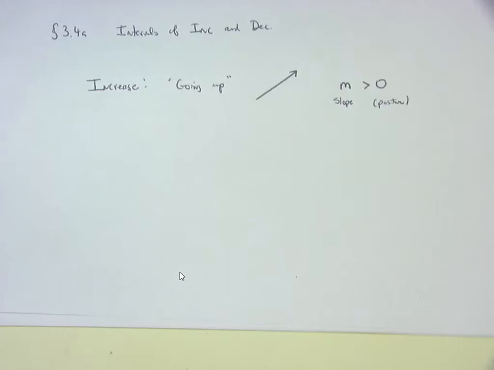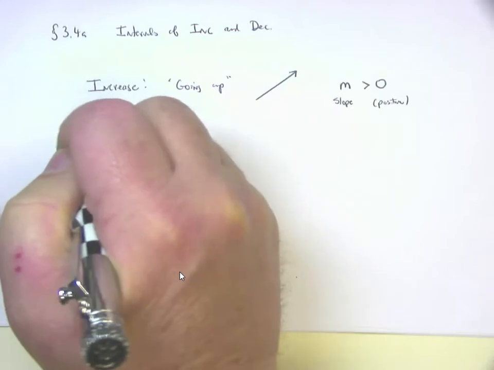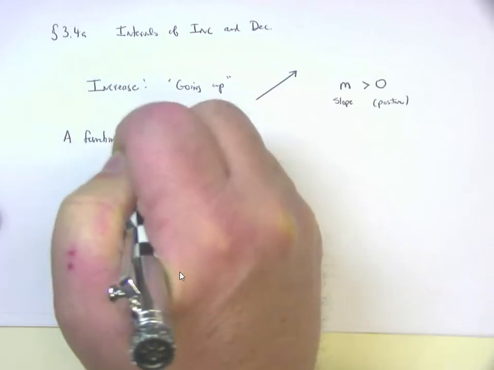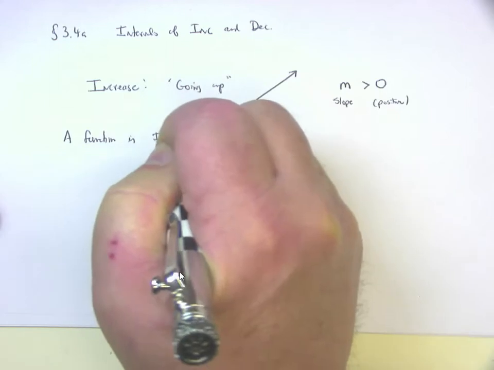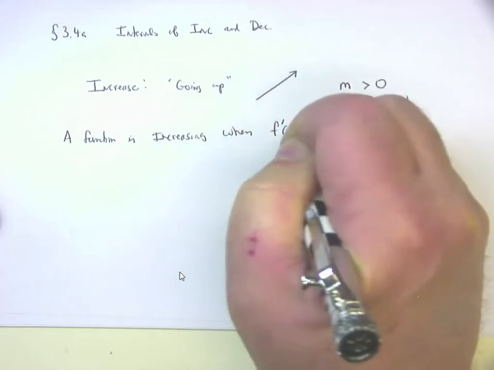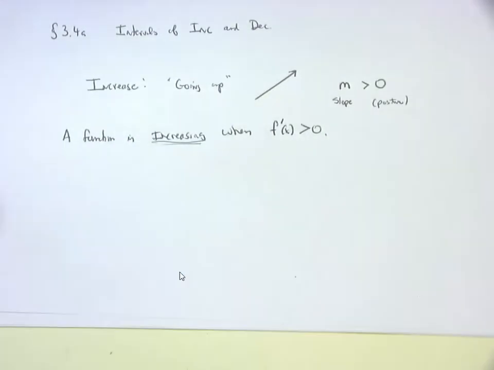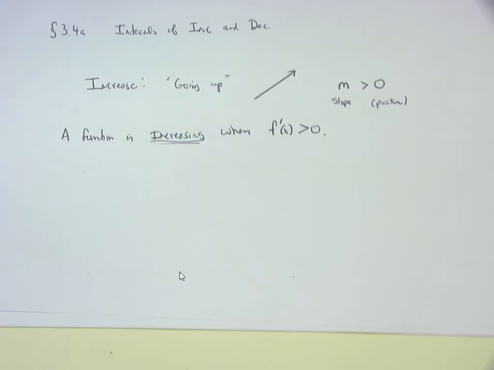Does that make sense? Tying these two concepts together, the idea of going up, which means the slope is positive, and the derivative representing the slope of the tangent line, we're talking about a function being increasing. A function is increasing when the derivative is greater than 0. That's your main idea, defining the concept of an increasing function: when the derivative, f prime of x, is greater than 0.